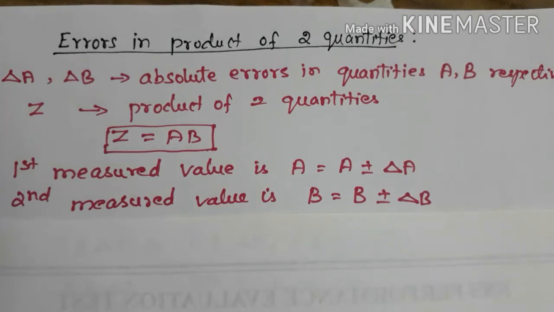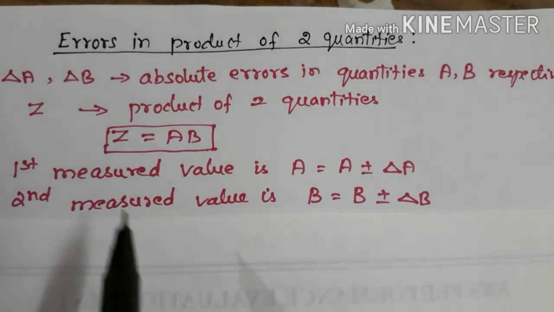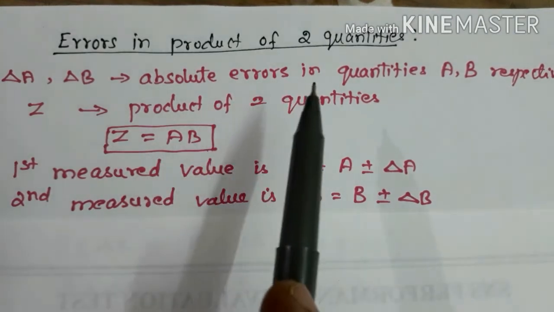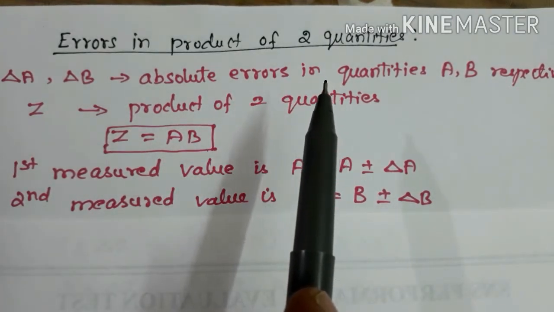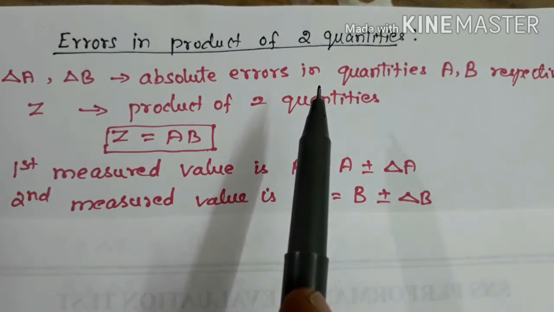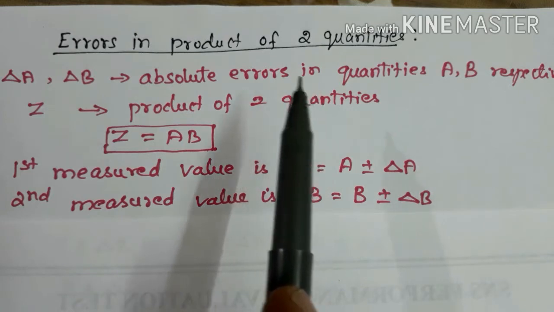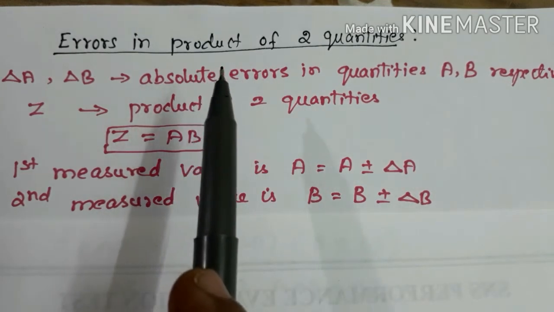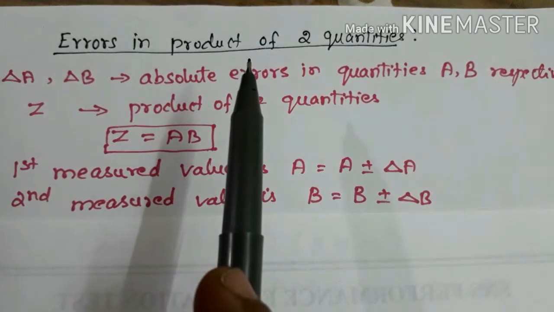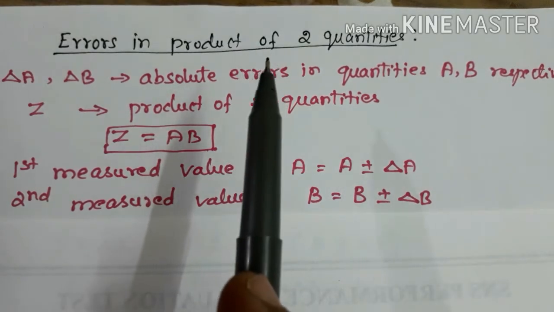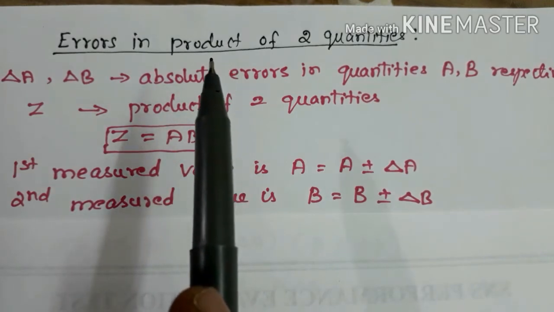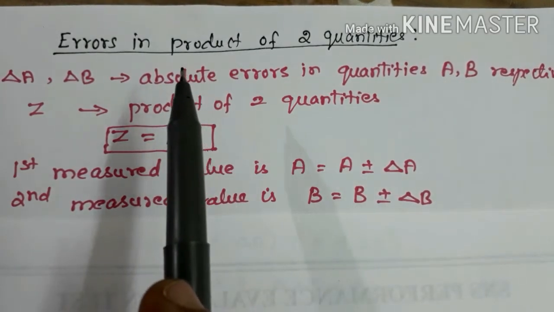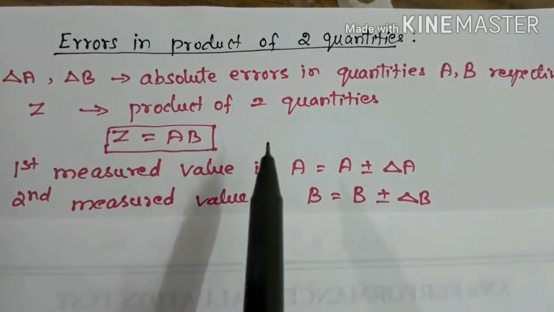Children, in this video we are going to learn about errors in the product of two quantities. For example, you are in need of finding the area of a rectangle. So for that you will multiply length into breadth, right? While finding the product of two quantities, those two quantities are with error. How to deal with the product when there is error, that we will discuss in this video.